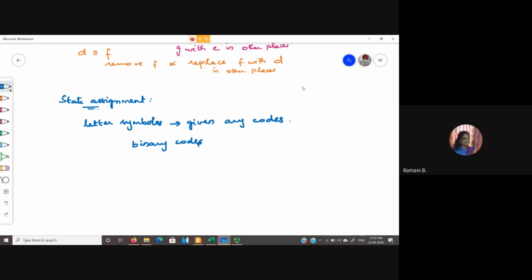In some cases, they may follow gray code. And we also have one thing called one-hot assignment, so you might come across this terminology in some other places also. One-hot assignment means, okay, first let us see one by one.